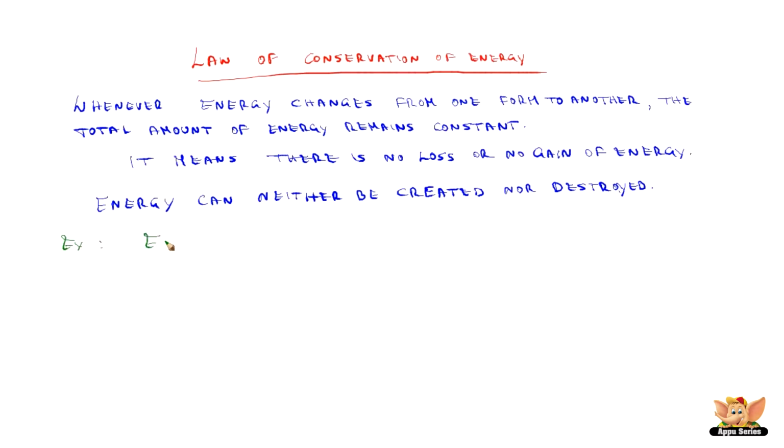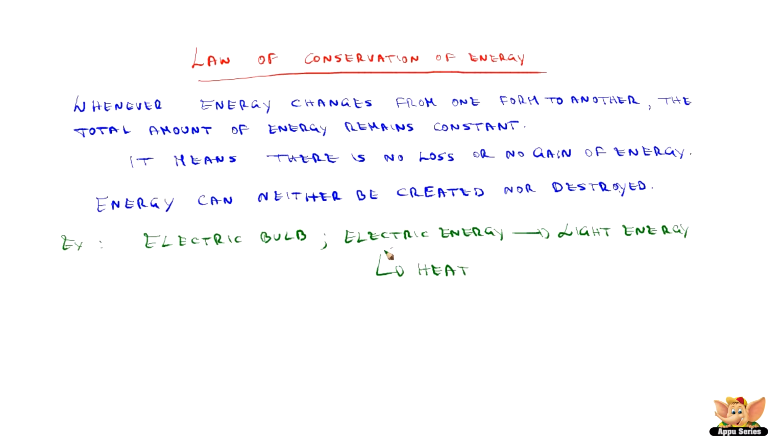See, for example, if we take an electric bulb, what happens? The electric energy gets converted into light energy. But in the process of this conversion, some energy is wasted also. Some electric energy goes in the form of heat energy because the bulb gets heated. But ultimately, this light energy plus the heat energy is the electric energy. That means the total energy of the system remains constant.